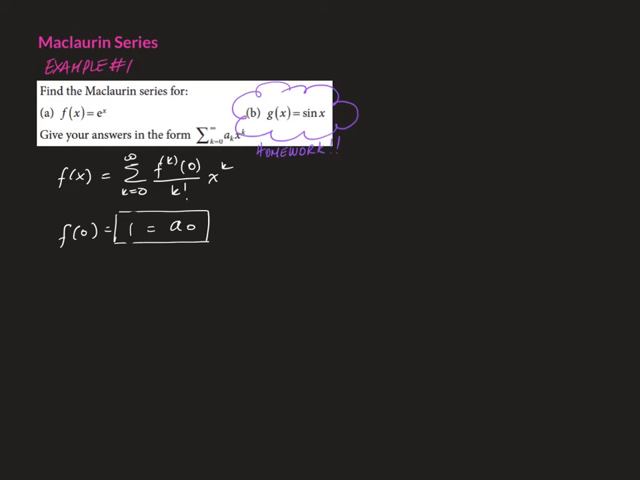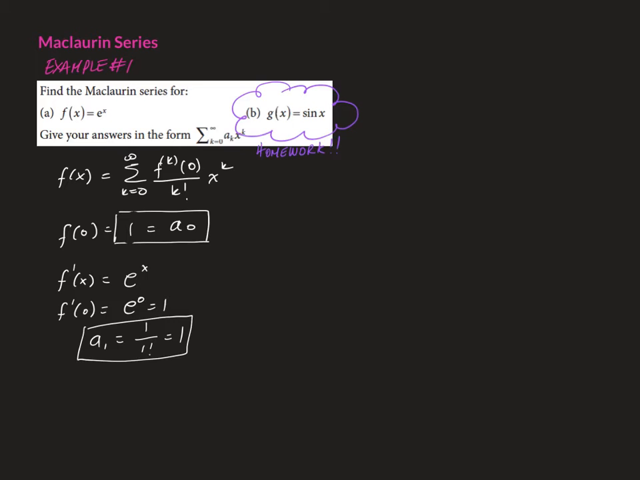Now, for the second coefficient, we are going to do the first derivative, and the first derivative of e to the power of x is e to the power of x again at 0. So f dash of 0 is e to the power of 0, which is 1. So a1 is equal to 1 divided by 1 factorial, that is 1.